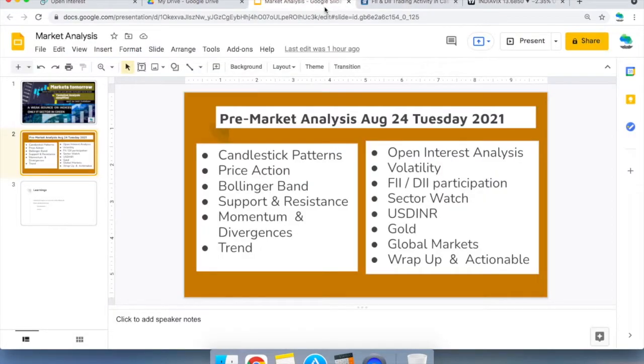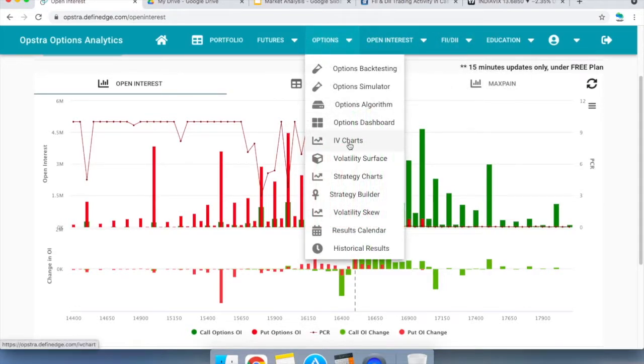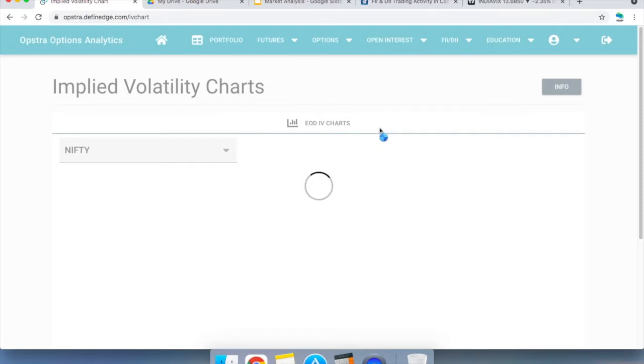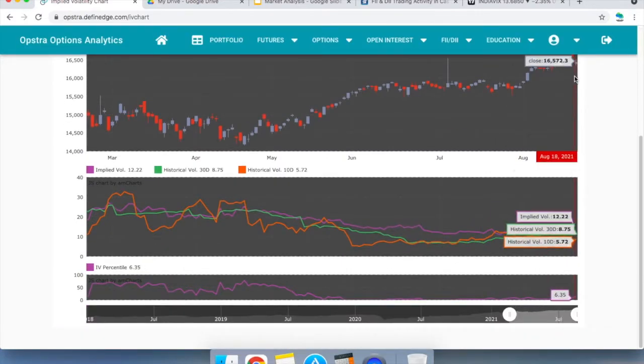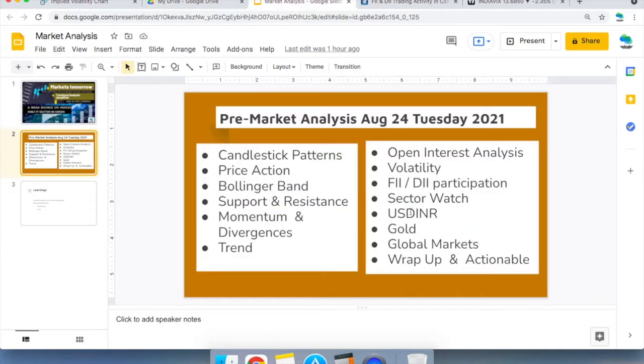Now that's the volatility, but also if you see the IV charts for the Nifty, the IV percentile continues to be below 14, right, and the implied volatility is greater than the historic volatility. So it's still in the low volatility regime, right?